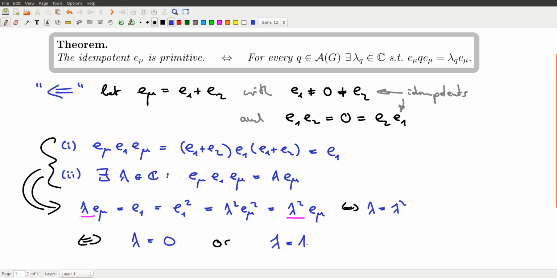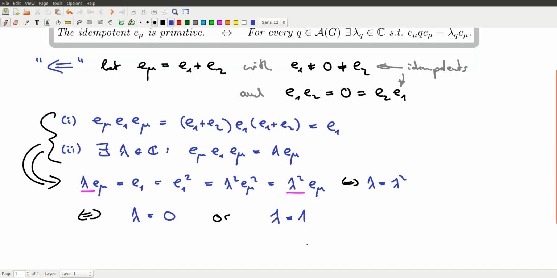What happens in these two cases? If lambda is 0, then e1 is 0. That's a contradiction to e1 being non-zero. What if lambda is 1? Then e mu is equal to e1, but that's a contradiction to e2 being non-zero. And then we're done.